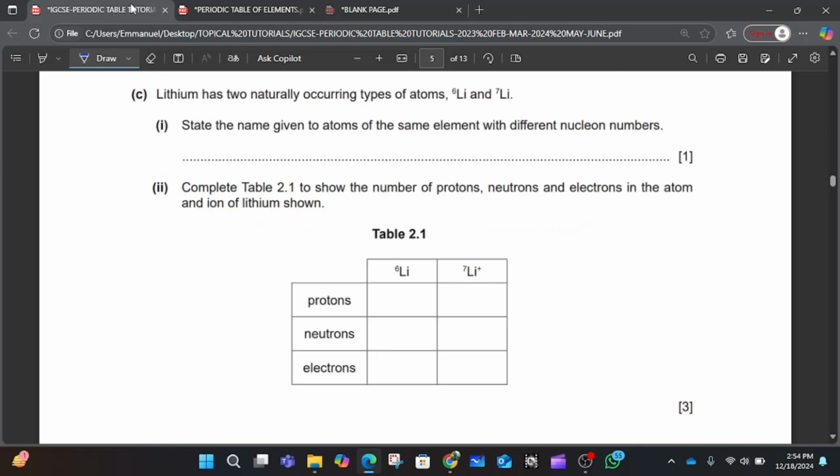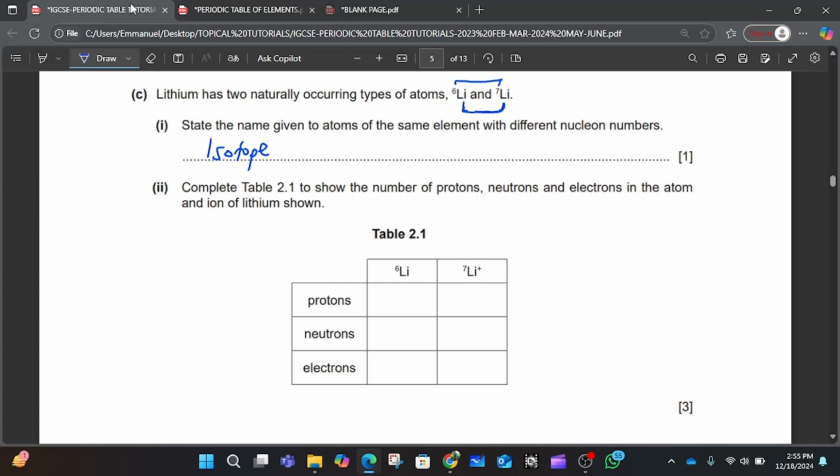C. Lithium has 2 naturally occurring types of atoms, lithium 6 and lithium 7. These 2 are isotopes. I. State the name given to atoms of the same element with different nucleon numbers. So these are atoms of the same element. We can see that lithium is the 3rd element, so the proton number is the same. The mass number, which is the same as the nucleon number, is different, and neutron number for these 2 isotopes will also be different. So we call this isotope.